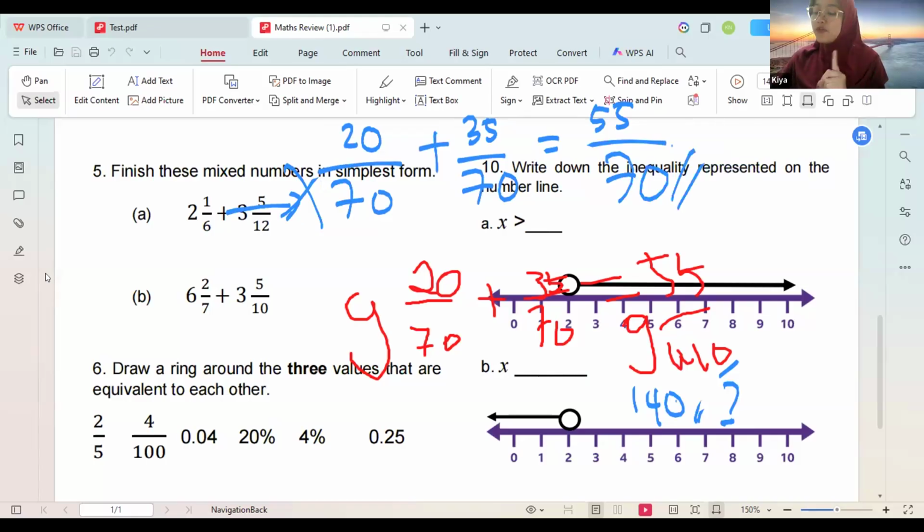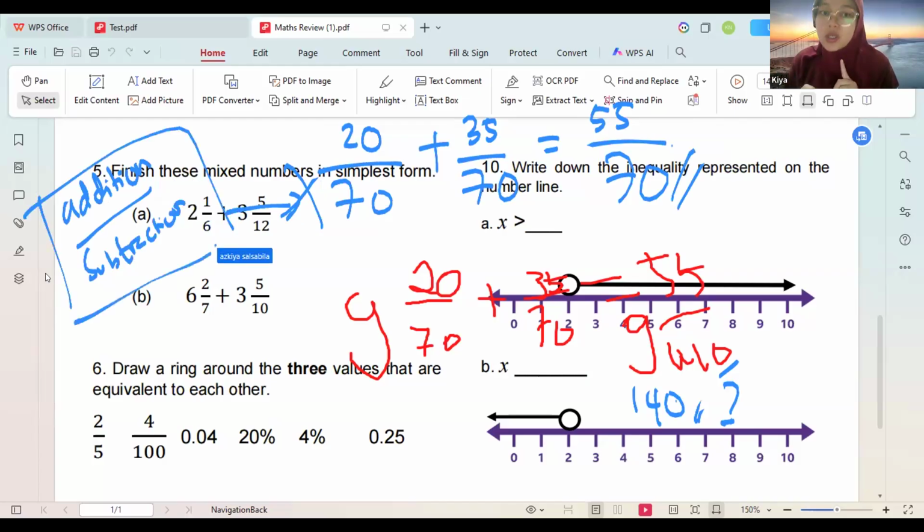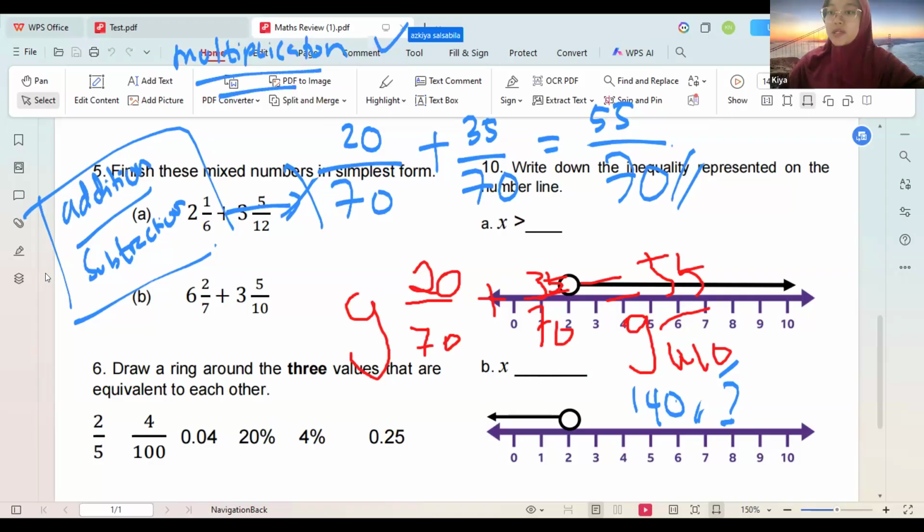Don't forget, for addition and subtraction, you cannot add or subtract the denominators. But for multiplication, you can multiply the numerator and the denominator. Get it? Don't forget, Jay. Okay, let's continue to the next.